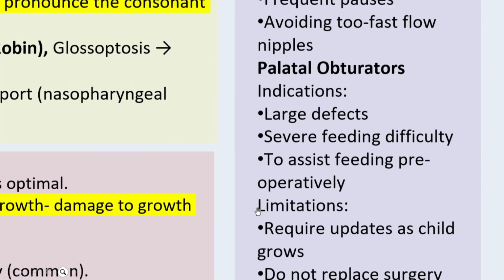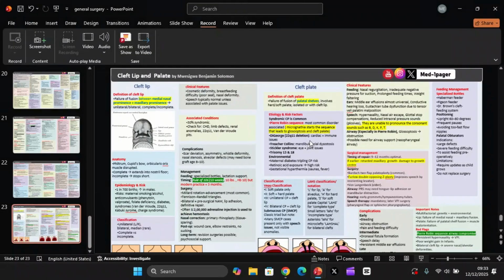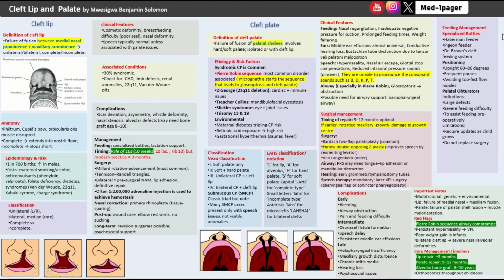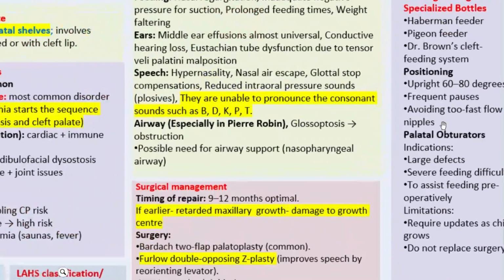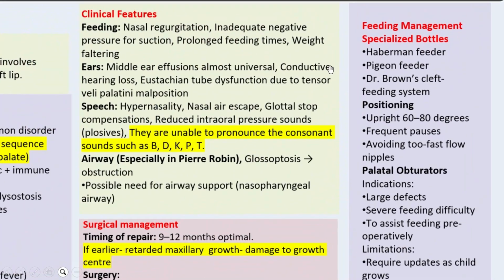Then feeding is an important thing when it comes to cleft palate, because when these children are in the neonatal period, feeding is going to be a very big issue. So we have specialized bottles like the Haberman feeder, the Pigeon feeder, and the Dr. Brown's cleft feeding system. The positioning should be around 60 to 80 degrees so gravity helps them with the feeding since they cannot suck. Then we have to make frequent pauses and avoid too fast flow rates.